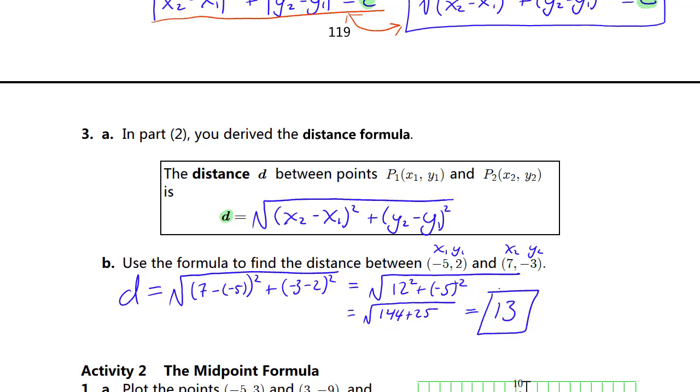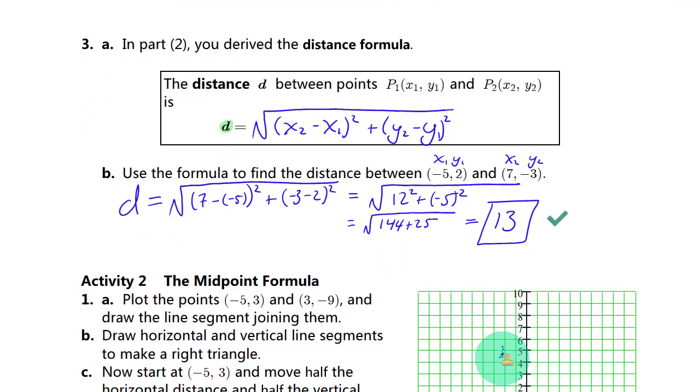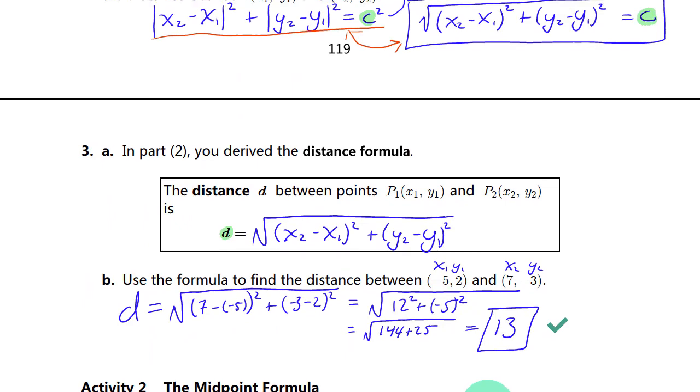All right, so if you got 13, good job. That is the distance between those 2 points. All right, next we're going to look at the midpoint formula.